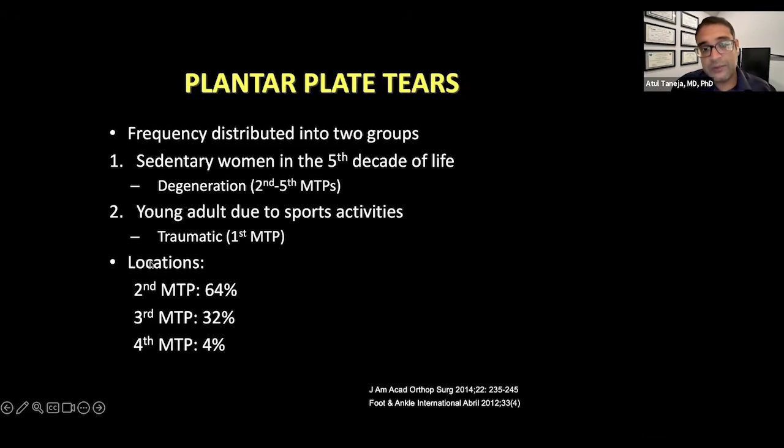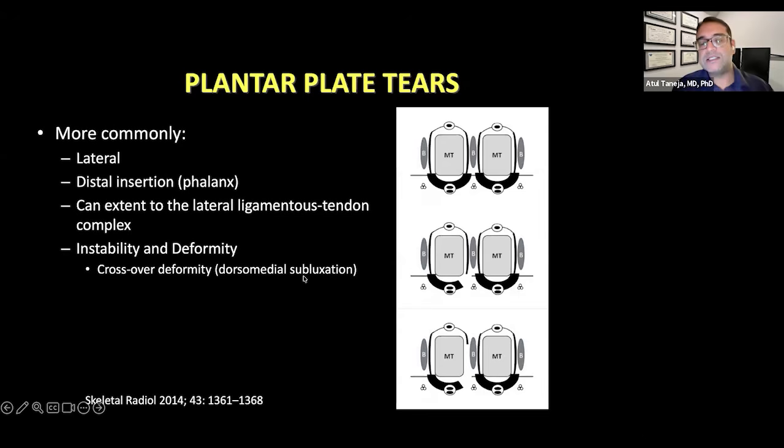They can happen in any of the MTPs, but I'll highlight the second MTP as having the highest incidence of cases. All right, so more commonly, the plantar plate tears will happen in the lateral aspect of the plantar plate. So at the proximal aspect it is going to attach to the metatarsal neck and head, but the distal aspect of the plantar plate that I showed you attaches to the proximal phalanx. It has both medial and lateral attachments.